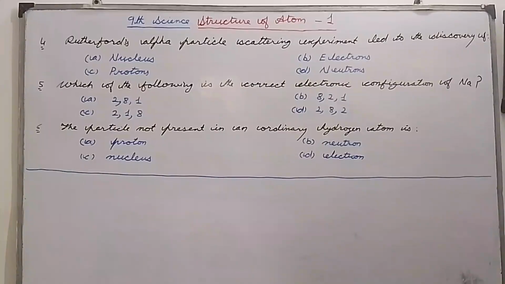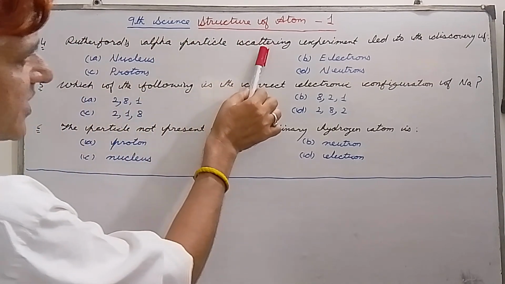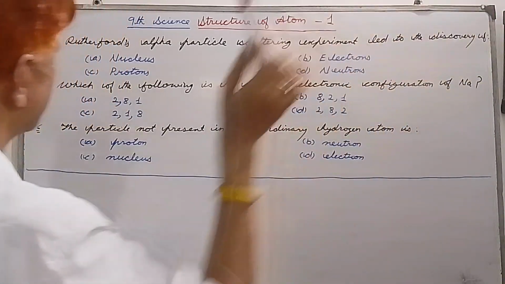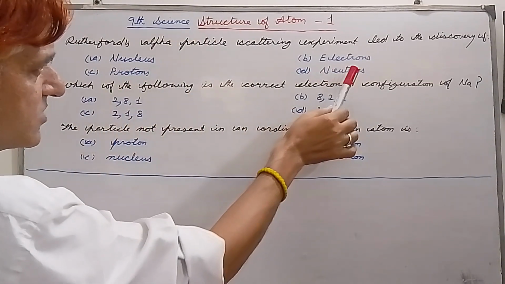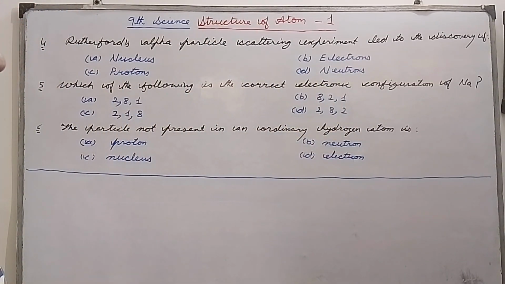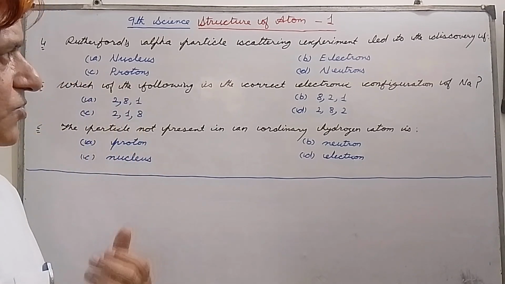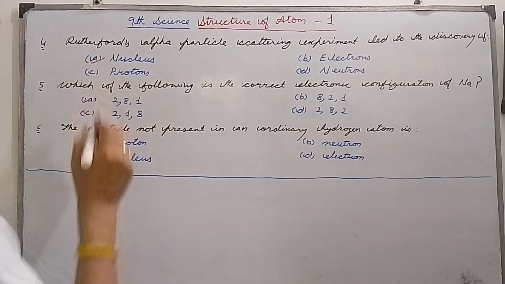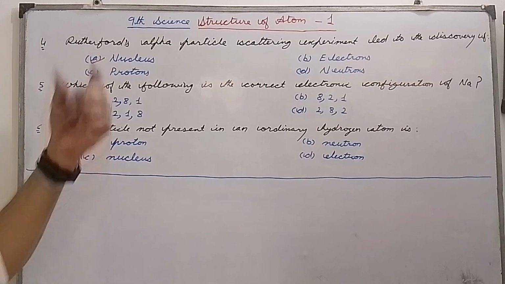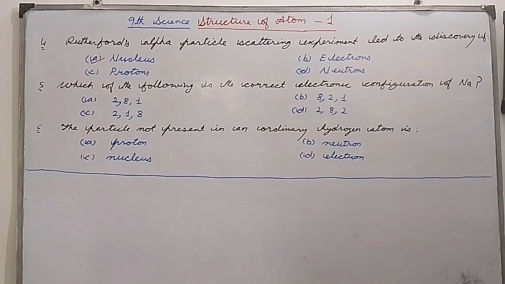My dear students, our next question is question number 4. Rutherford's alpha particle scattering experiment led to the discovery of, first option is nucleus, B is electrons, C is protons, and D is neutrons. So my dear students, always remember that Rutherford's alpha particle scattering experiment led to the discovery of nucleus. So A is the correct option. So please remember this, that nucleus was discovered by Rutherford by using his alpha particle scattering experiment.